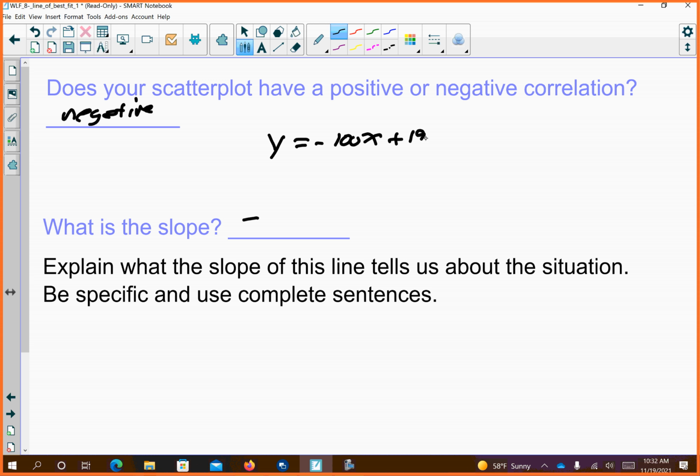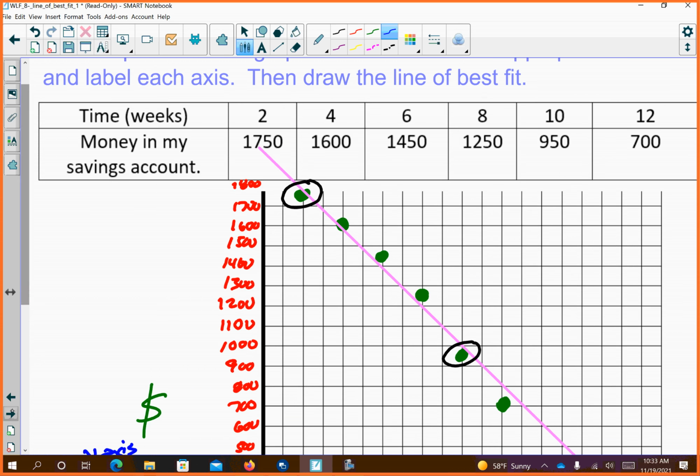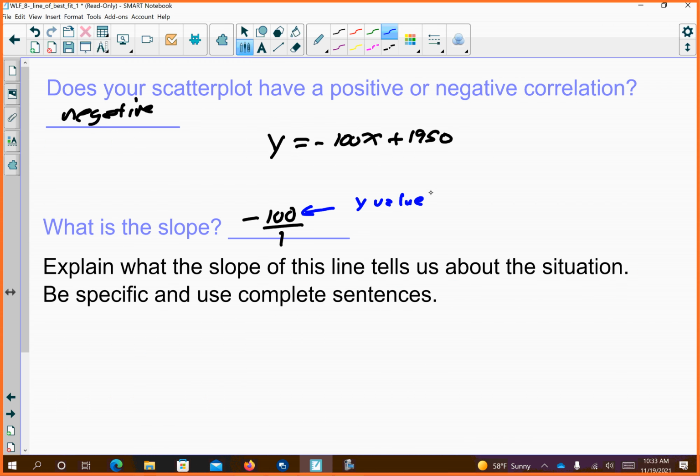Okay, so this is my equation that we made. My slope is negative 100. It might make sense to put it over 1. The reason I'm going to put it over 1 now, not in the equation, is that this is our y value on top, which we labeled money on our graph. And the x value was weeks. Okay, so this is money, and the x value is weeks. Okay, we good? Seem okay?